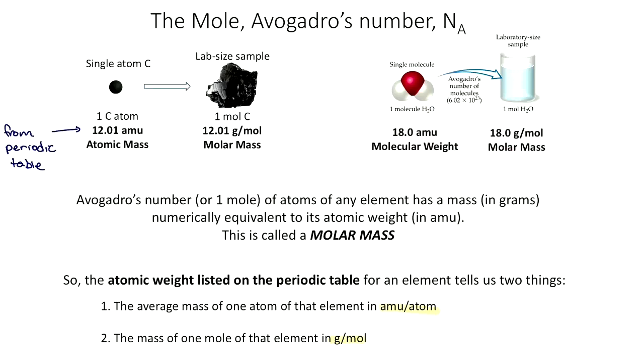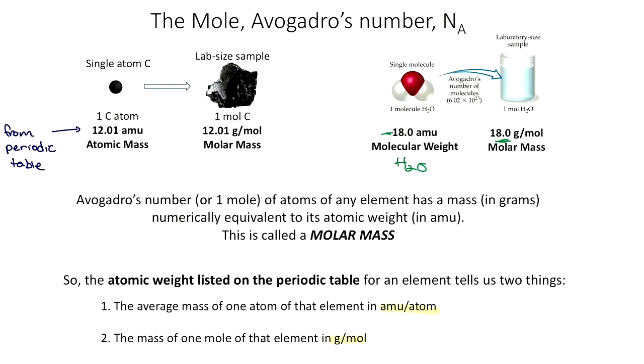It also works for full molecules. So if we calculated the molecular weight of water, H2O, we add up the hydrogens, add up the oxygens, and we would get something like 18 AMU. But the weight of a mole's worth of water, 6.022 times 10 to the 23 water molecules, actually weighs 18 grams. So it's the same number, just a different unit.